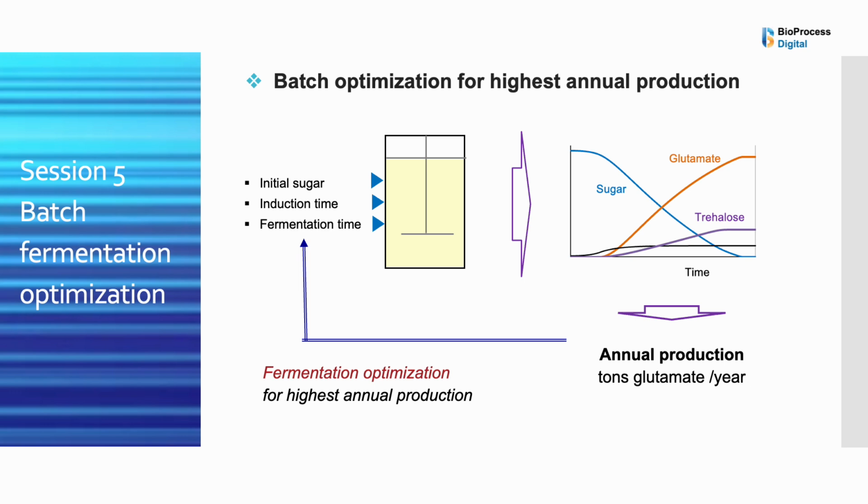In Session 5, you will also use the simulation model to optimize the batch fermentation at the industrial scale. Through virtual simulations, you will identify the 3 operational variables: the initial sugar concentration, the temperature increase time, and the final fermentation time that result in the highest annual glutamate production for the batch fermentation process.